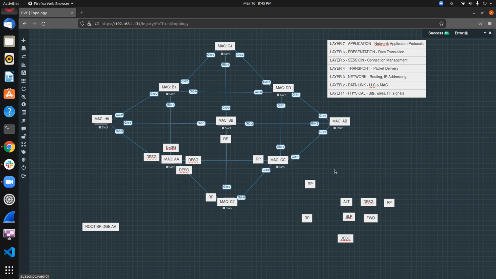Okay, what about through switch 7? If I go through switch 7, it will be 4, 4, and then 4 for a total of 12. What about through switch 1? If I go through switch 1, it'll be 4, 4, 4, 4, 4, 4. So 16. That's the most expensive so far. So again, we have the cost of 8 if I go from switch 2 to switch 9 and switch 9 to the root bridge. Positive? Yes. Okay.